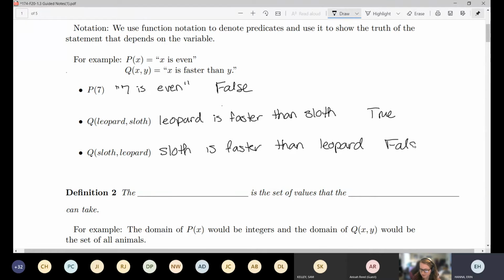This would be false because sloths are very much not faster than leopards.